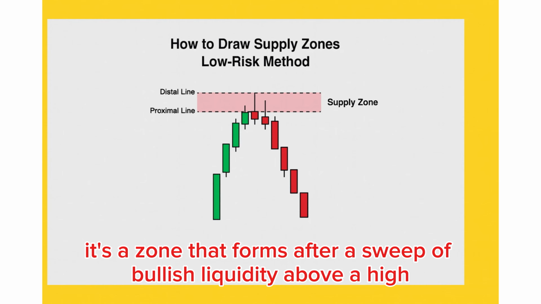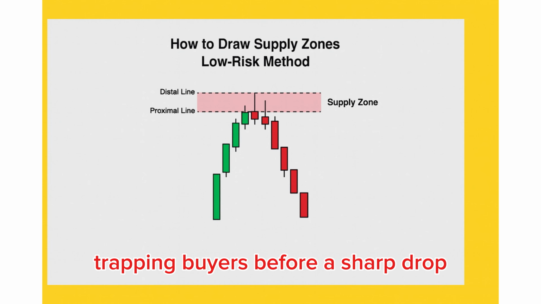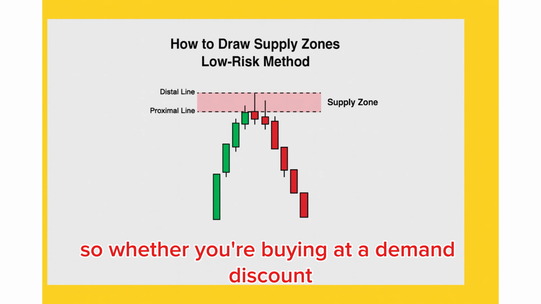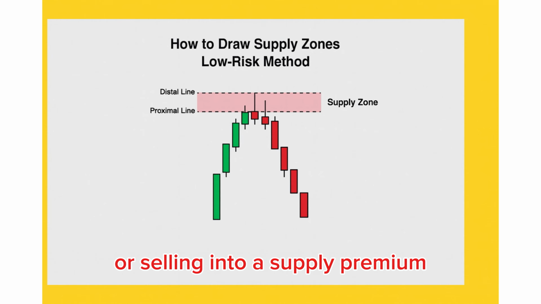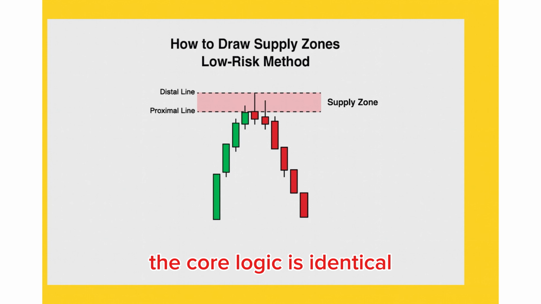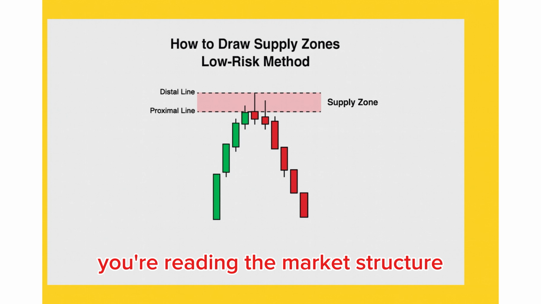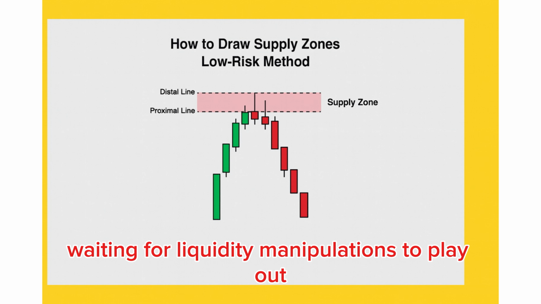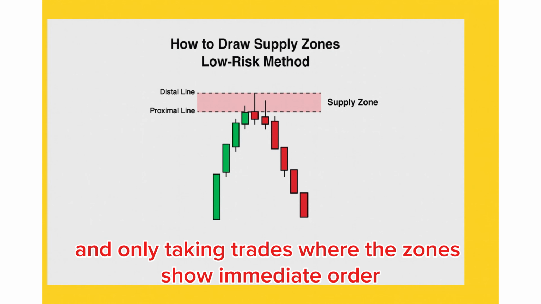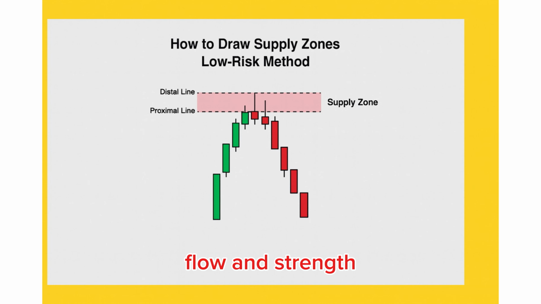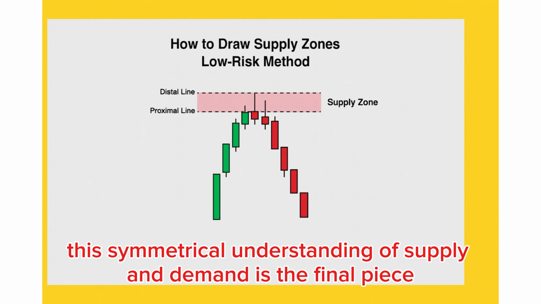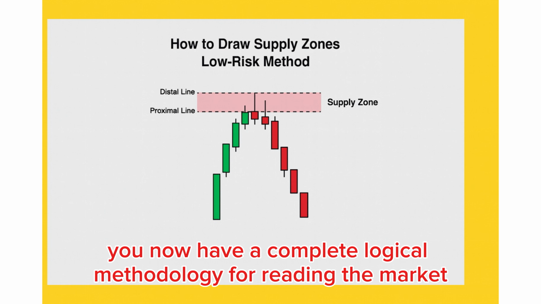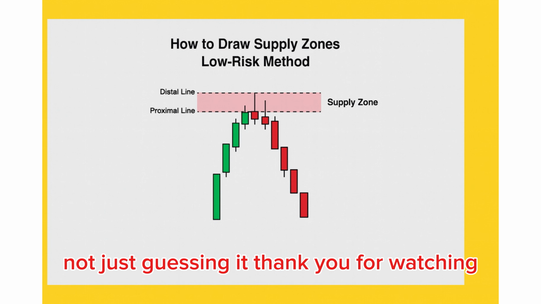It's a zone that forms after a sweep of bullish liquidity above a high, trapping buyers before a sharp drop. So, whether you're buying at a demand discount or selling into a supply premium, the core logic is identical. You're reading the market structure, waiting for liquidity manipulations to play out, and only taking trades where the zones show immediate order flow and strength. This symmetrical understanding of supply and demand is the final piece. You now have a complete logical methodology for reading the market, not just guessing it.